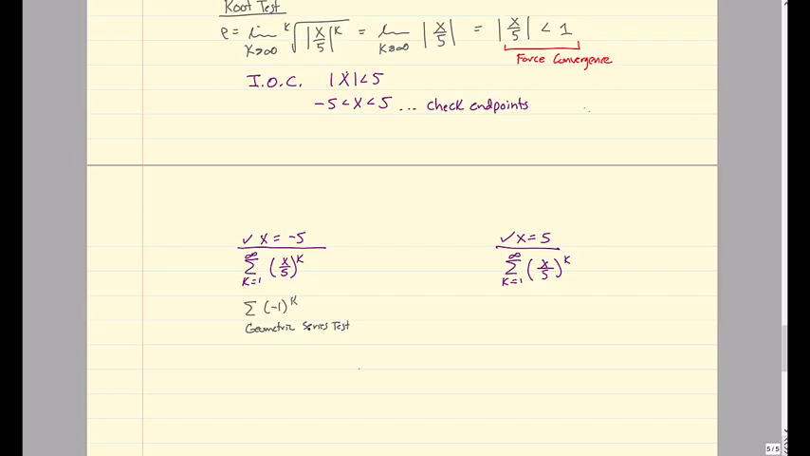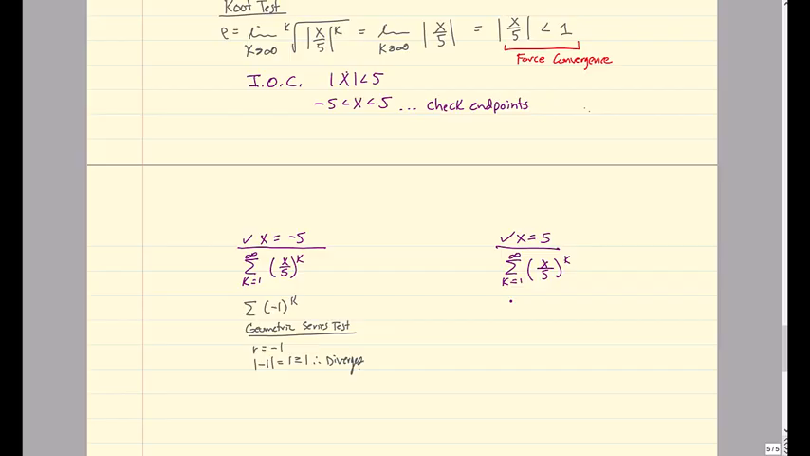Now remember, whenever we use a test, we have to name the test. In this case, r is equal to -1. In the geometric series test, I always check the absolute value, and this is greater than or equal to 1, so it diverges. So the left endpoint diverges.